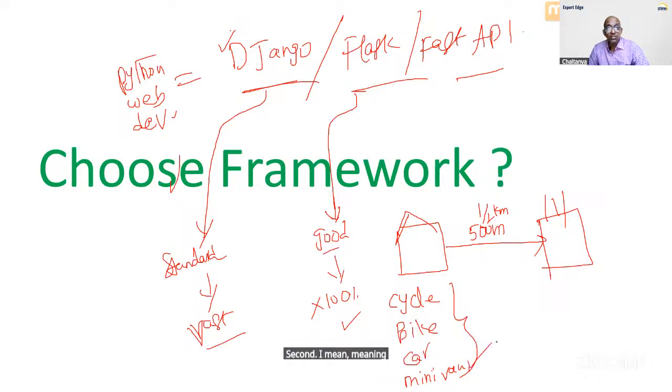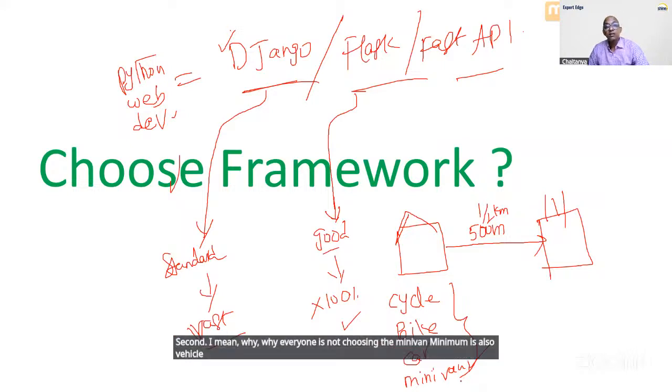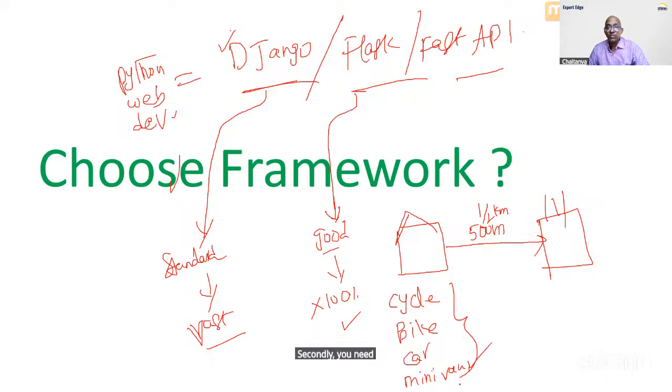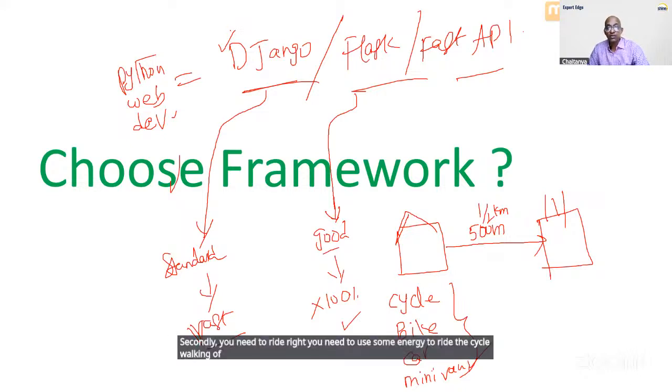Why is everyone not choosing the minivan? A minivan is also a vehicle. You can travel more easily compared to a cycle. With a cycle, you need to ride it, right? You need to use some energy to ride the cycle. Walking, of course, is also a better option, but I am not giving a walking option here.